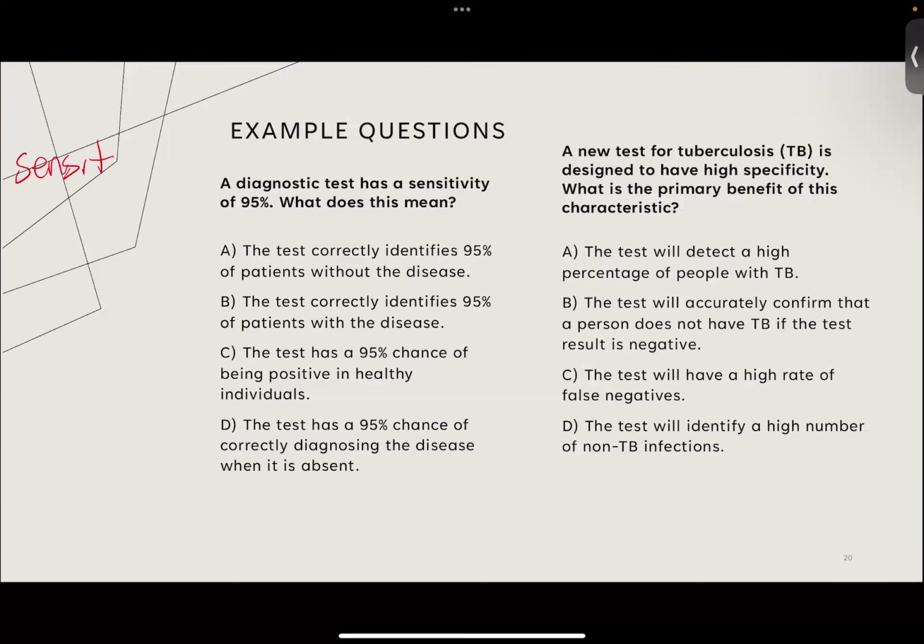Sensitivity. We're going to find as many high number of positives that are truly positive and not miss any of the positives.